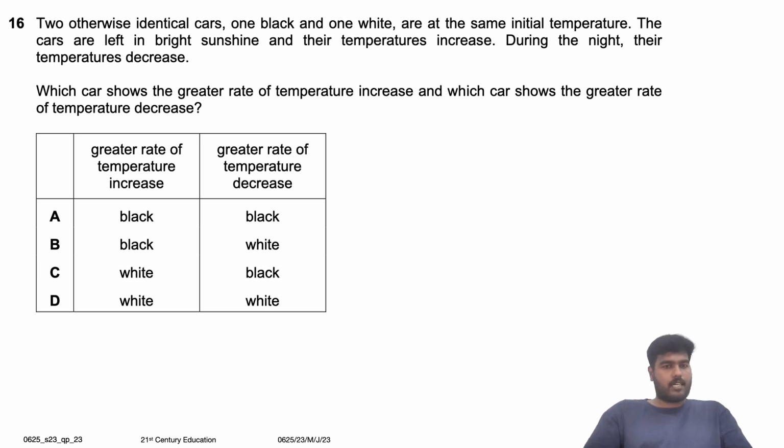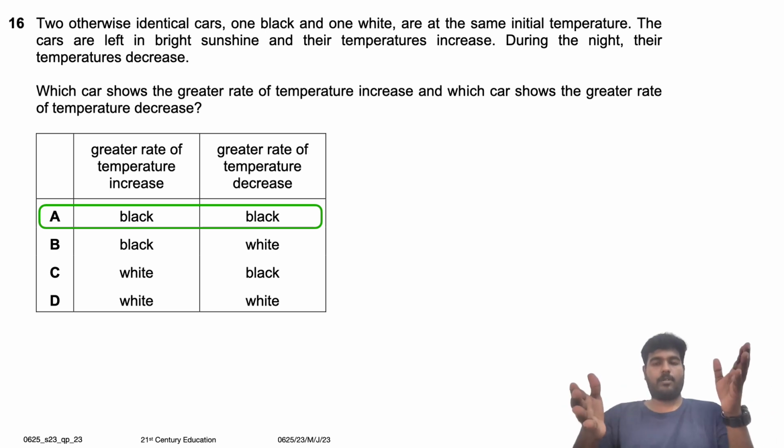Two otherwise identical cars, one black and one white, are at the same initial temperature. The cars are left in bright sunshine and their temperature increases. During the night, their temperature decreases. Which car shows the greater rate of temperature increase and which car shows the greater rate of temperature decrease? One clear idea: black is a good absorber, also a good emitter. White is just a good reflector. So the black will have the greater rate of temperature increase, and also the greater rate of temperature decrease.